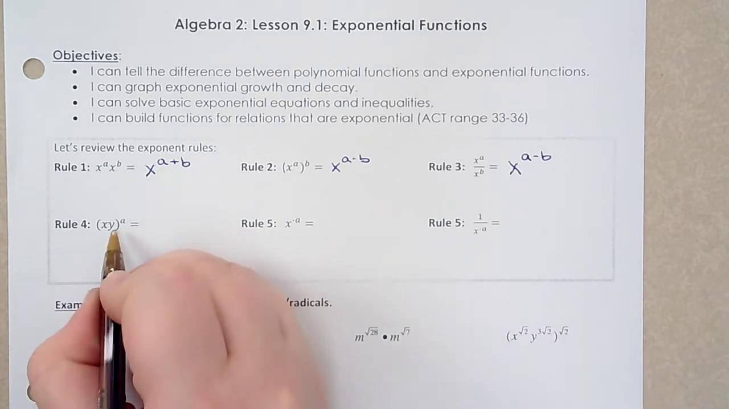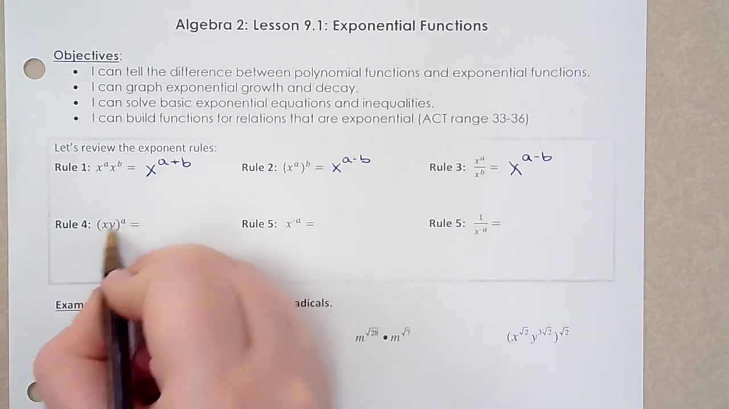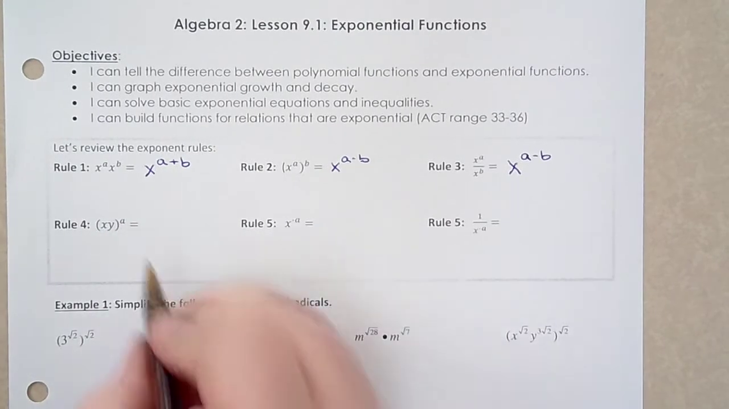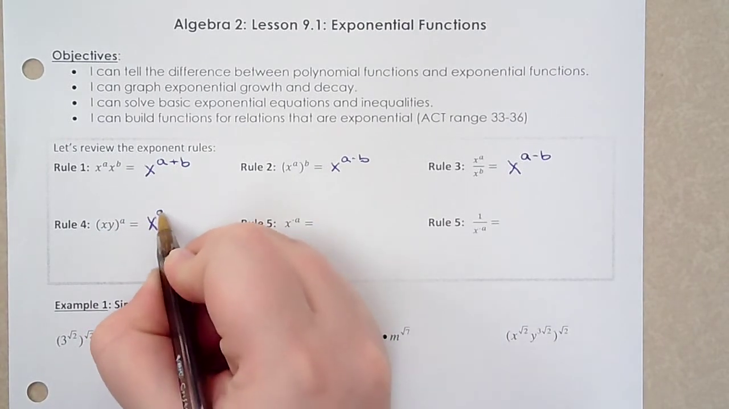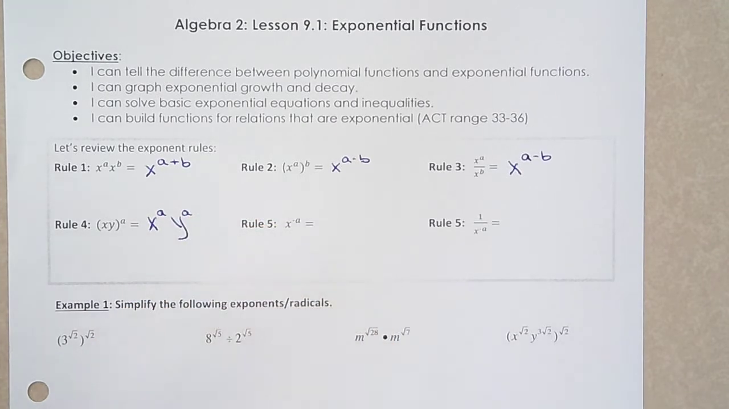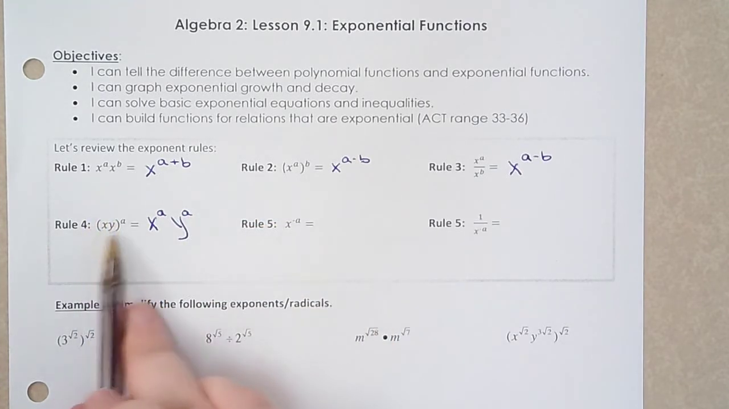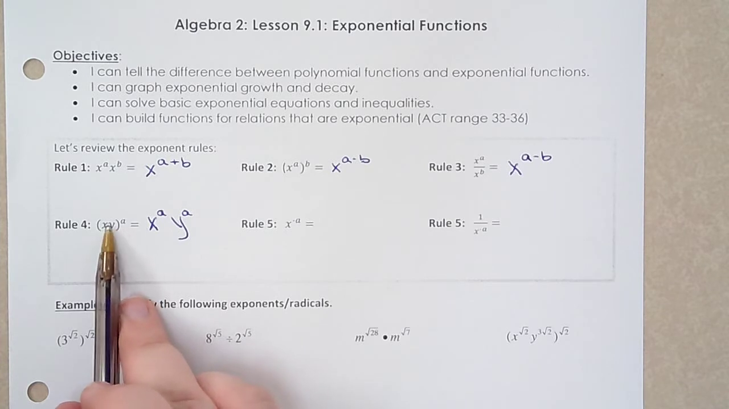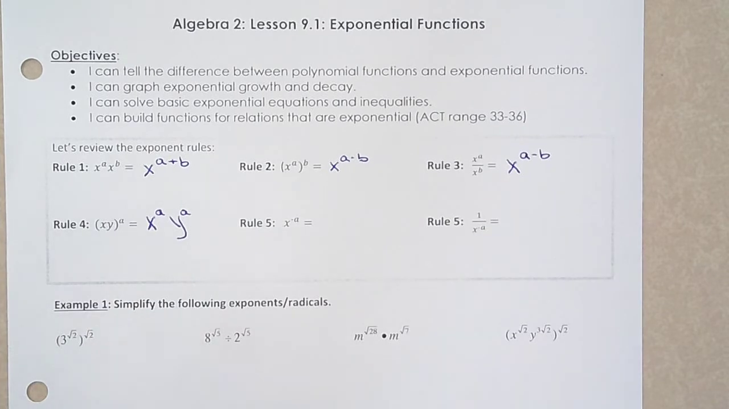And then when we have a multiplication term raised to an exponent, we're going to distribute the exponent into both of those terms. Notice we can only do this over multiplication. If there was an addition sign in the middle, we would have to use our foiling methods.